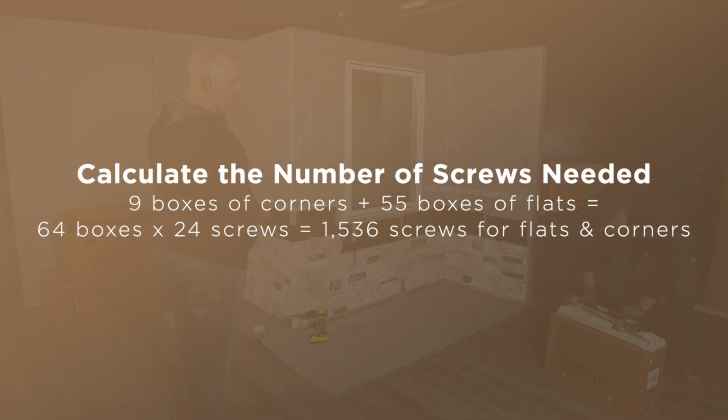Calculate the number of screws needed. Each box of flat panels and corner panels requires 24 screws. Multiply the number of boxes of flat and corner panels by 24. 9 boxes of corners plus 55 boxes of flats equals 64 boxes times 24 screws equals 1,536 screws.